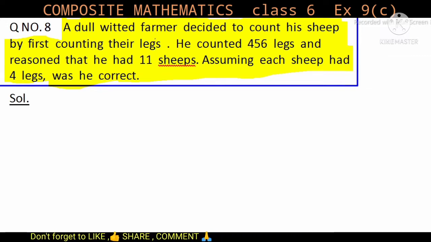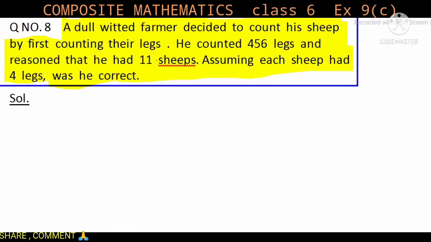A dull-witted farmer decided to count his sheep by first counting their legs. Okay, so how will he count the sheep? By counting their legs. Now he counted 456 legs and reasoned that there are 11 sheep. Now assuming each sheep had 4 legs, was he correct or not?